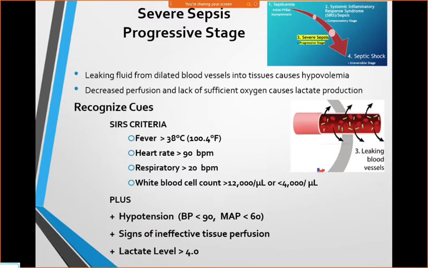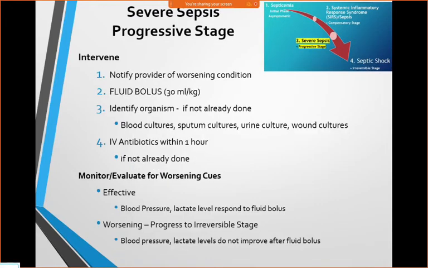So the progressive stage, you don't lose any of your criteria. Your criteria still exist: fever, high heart rate, high respiratory rate, white blood cell count high or low. But now you have signs of hypotension, ineffective tissue perfusion, and now your lactate level is starting to climb. So in the progressive stage, you have your SIRS sepsis criteria plus a low blood pressure, ineffective tissue perfusion, and a higher lactate level. Do we do anything different in this stage?